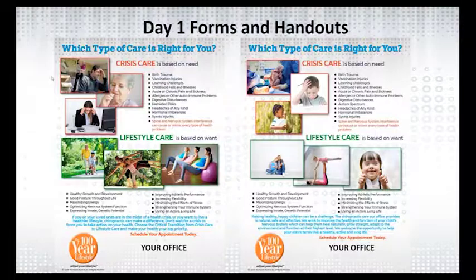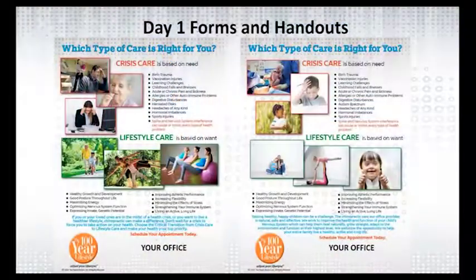Now, the one on the left here, we want you to see this is for adults. With adults, it also has information about families. It has seniors. It has young, middle-aged people, and everybody in between. And it gives people the opportunity to understand the choice that you're going to ask them to make. So we're putting it in perspective for them. Crisis care is based on need. Lifestyle care is based on want. We want them to make this critical transition from need to want. So they have to know the choices.